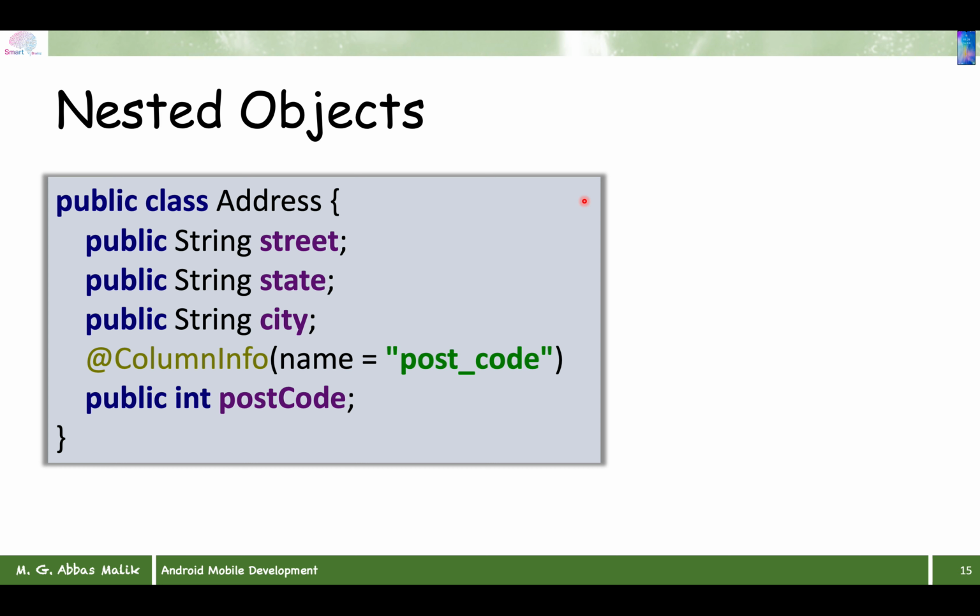Nested objects, for example, we have an address which contains the street address, the region, which contains the city, and which also contains the postcode. So we have a street, state, city, and postcode. That is what you can say is the address information of a student. So we can embed that information inside the students table like this.